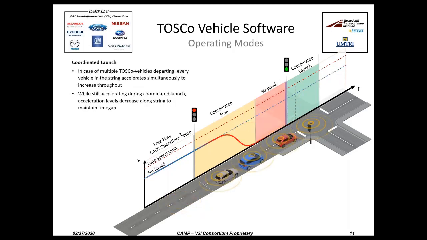And like I said, with a coordinated launch, if there are multiple TOSCo vehicles in a line, these TOSCo vehicles will begin departing at the same time. They will use gap control up to a certain speed and then start keeping a certain time gap between the subject TOSCo vehicle and the vehicle in front of it. The mindset behind coordinated launch is to increase the saturation flow rate, to get more vehicles through that intersection in a certain amount of time than manually driven vehicles.